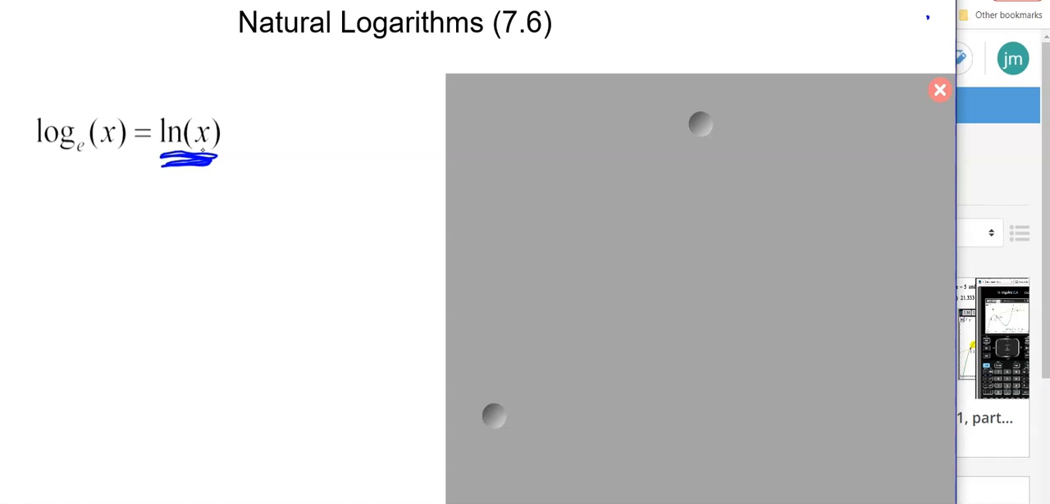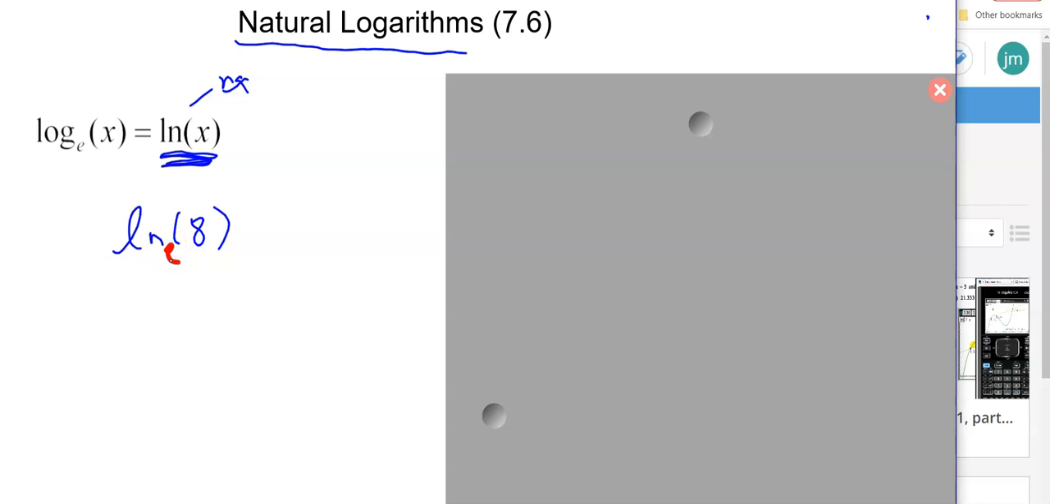So log base e of x is the same thing as this, which is read as the natural log. Well, there it is, natural logarithm. So if I wrote a natural log of 8, that is the same thing as a logarithm, but the base is understood to be e. It's always e when it's a natural logarithm.